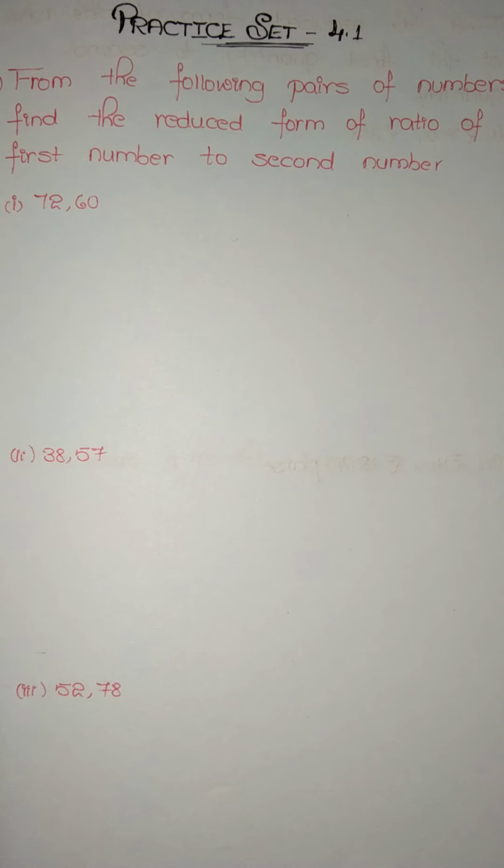So practice set 4.1. First question: from the following pairs of numbers, find the reduced form of the ratio of the first number to the second number. Here two numbers are given, first number and second number. We have to reduce it into the simplest form. So the first one is 72 and 60. How to solve this?